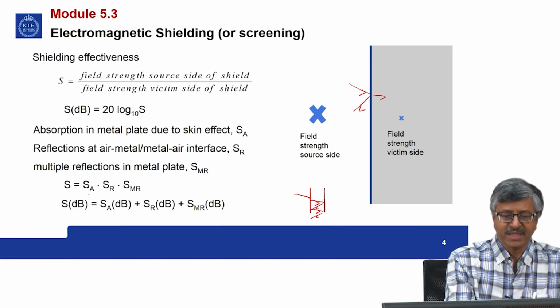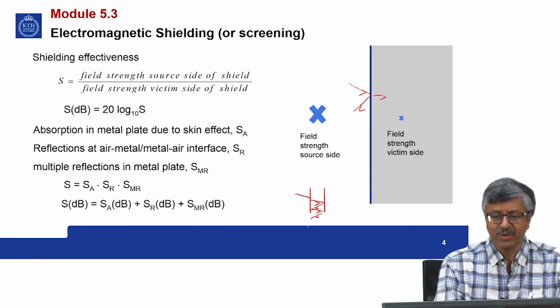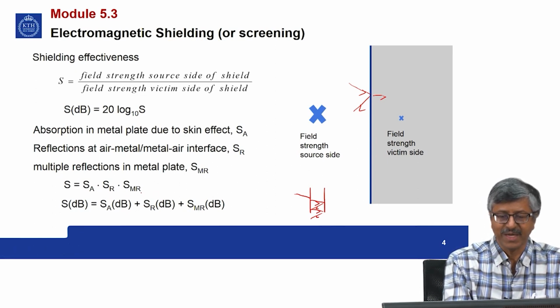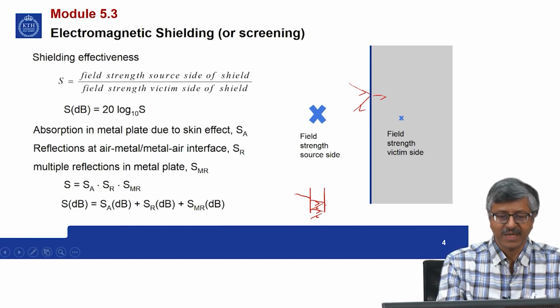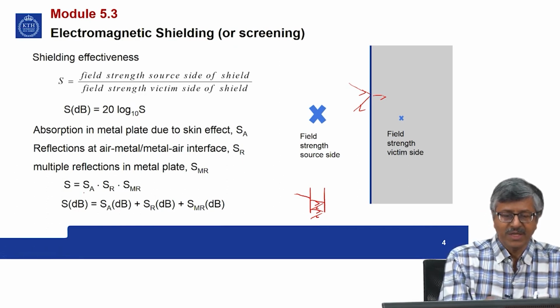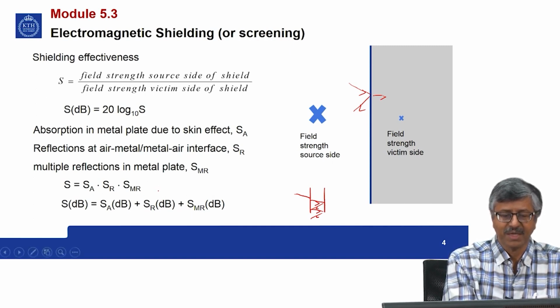Now, SA and SR are positive, whereas the one due to multiple reflection it will be negative. We will see the reason for that. So, the total shielding effectiveness is SA multiplied by SR multiplied by SMR, and in decibels now this multiplication becomes plus.